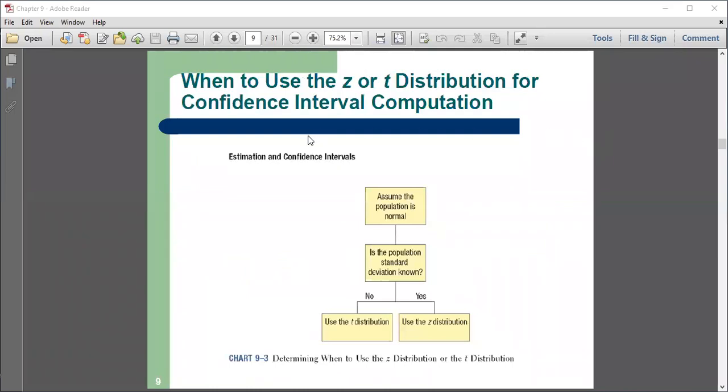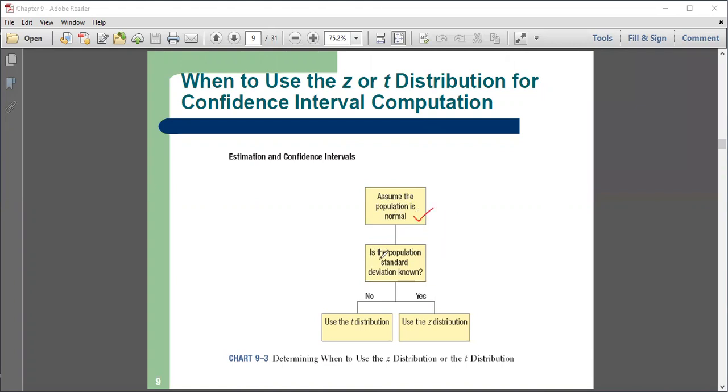So here we are going to see when to use the z or t distribution for the confidence interval computation. We already discussed when we will use Z and when we will use T. So let's see this flowchart diagram. Assume the population is normal. We are assuming the population is normal.